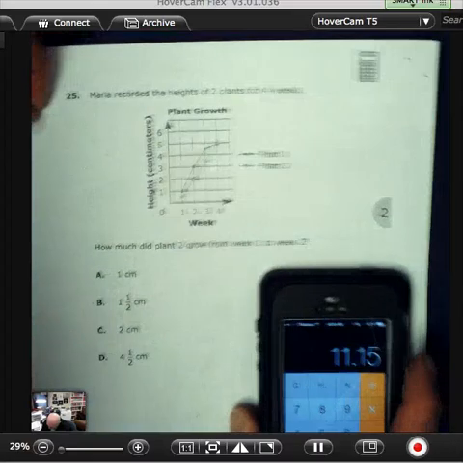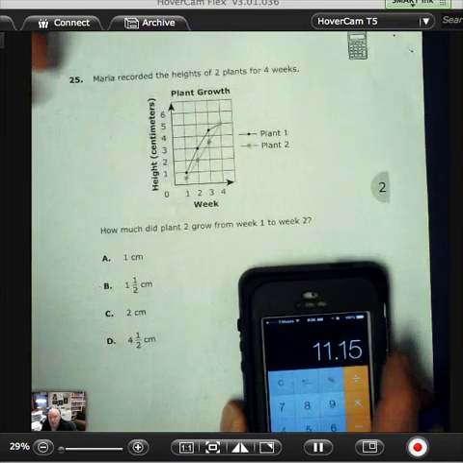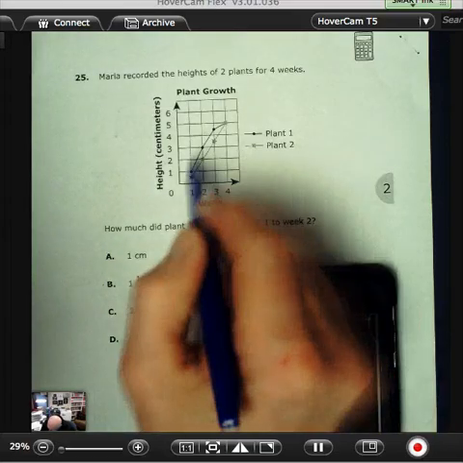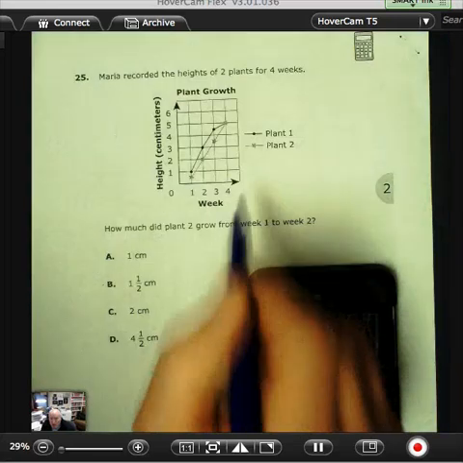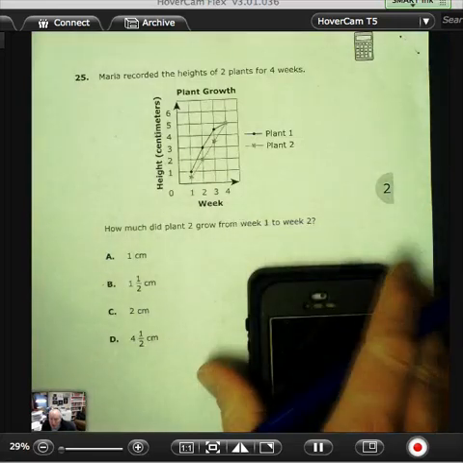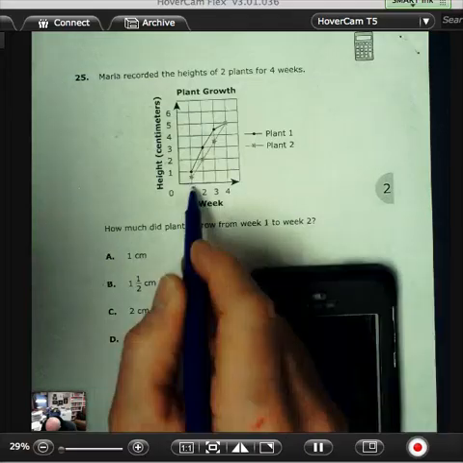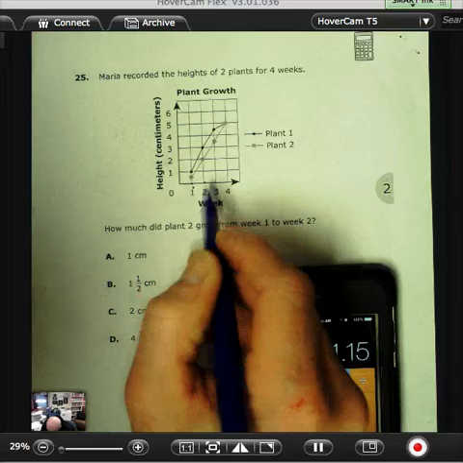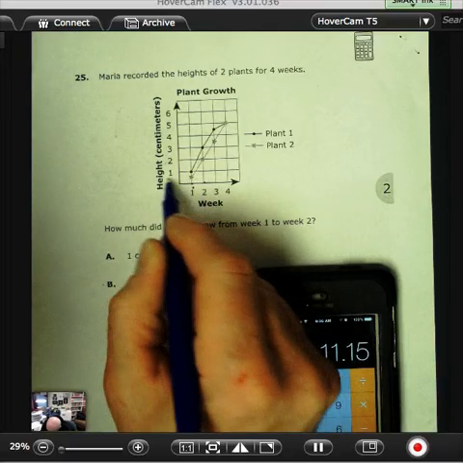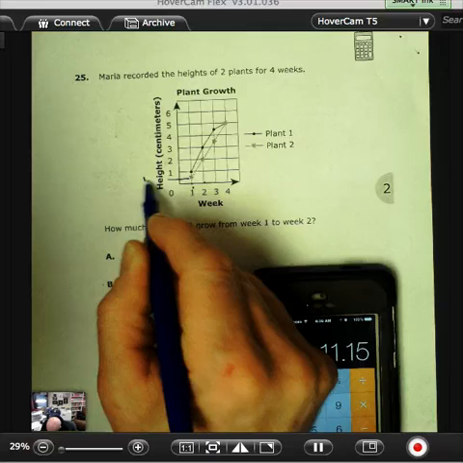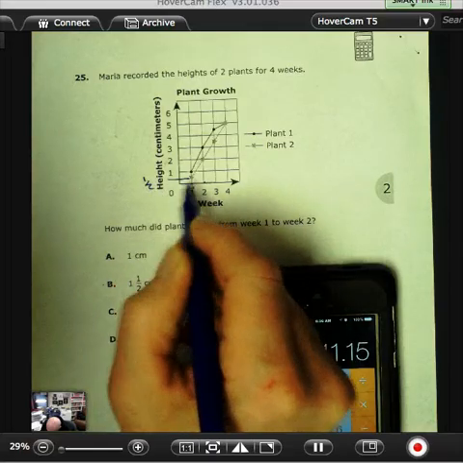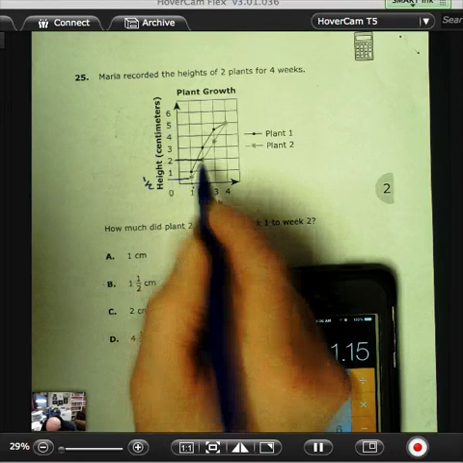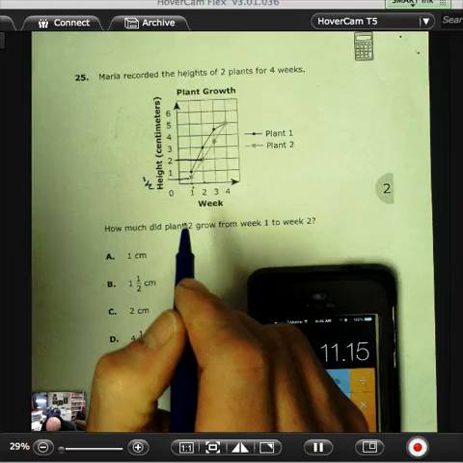Okay, let's see. Maria recorded the heights of 2 plants for 4 weeks. Here she's graphed them out. Here's plant 1 in the solid line. Plant 2 is in a gray line. How much did plant 2 grow from week 1 to week 2? Here's week 1, and here's week 2. It looks like at week 1 it was at a half, because it's between 0 and 1. And then by the time it got to week 2, it was at 2 inches.